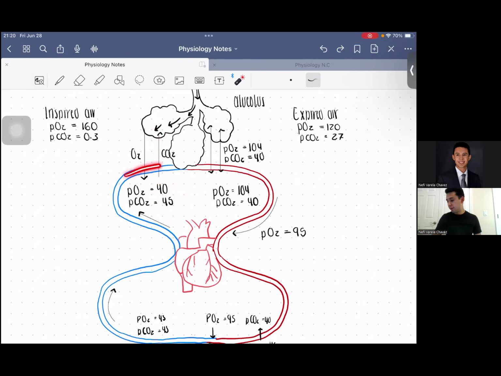Eventually, we decrease this pressure to 104. I think that's the pressure we finally have in the alveoli. It's going to go to the vasculature, and we still have 40 here.